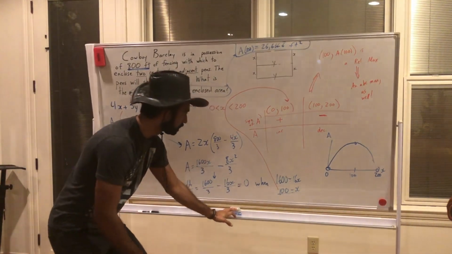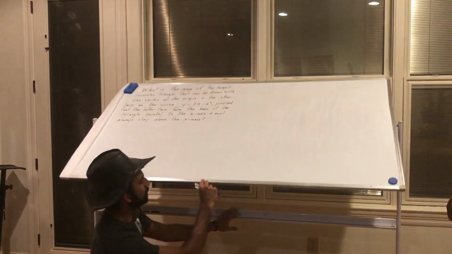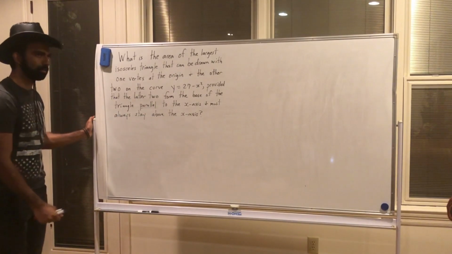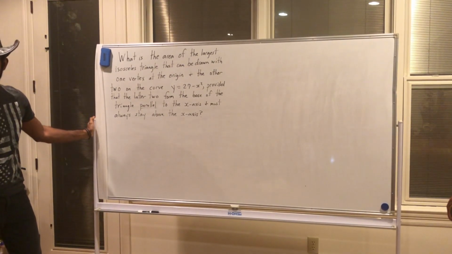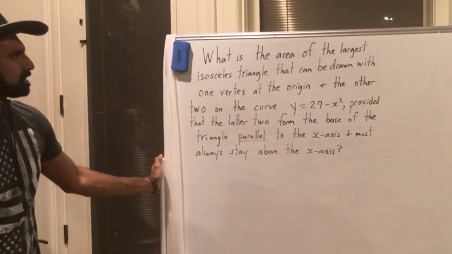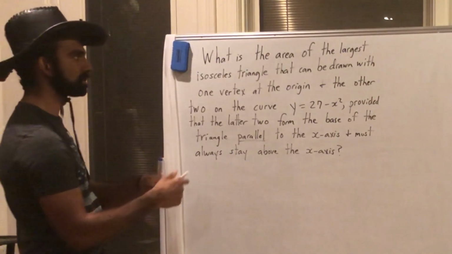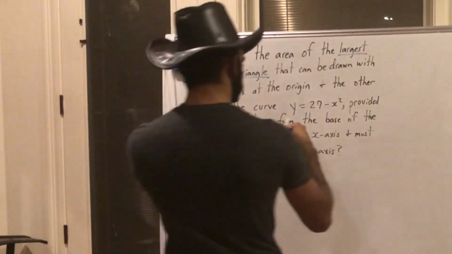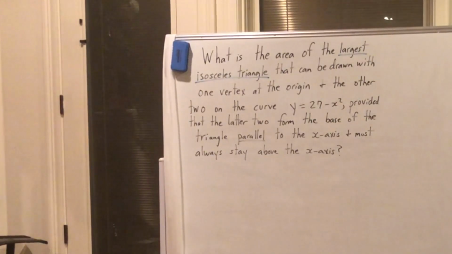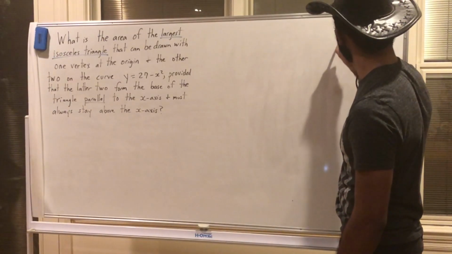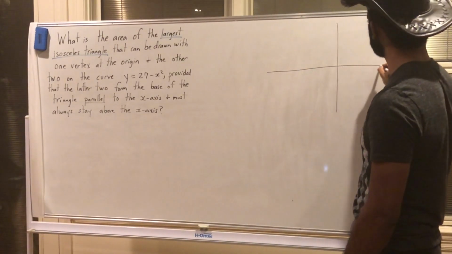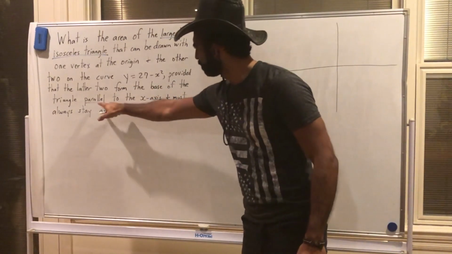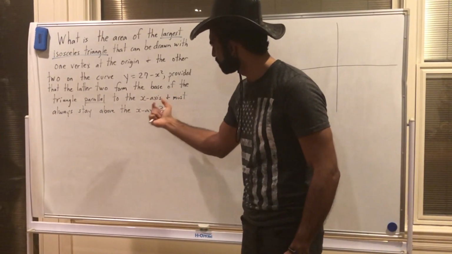But let's move on over yonder, take a gander at something quite a bit more fearsome. Of course, we will need some calculus. What is the area of the largest isosceles triangle that can be drawn with one vertex at the origin and the other two on the curve y equals 27 minus x squared, provided the latter two form the base of the triangle parallel to the x-axis, and that base must always stay above the x-axis.